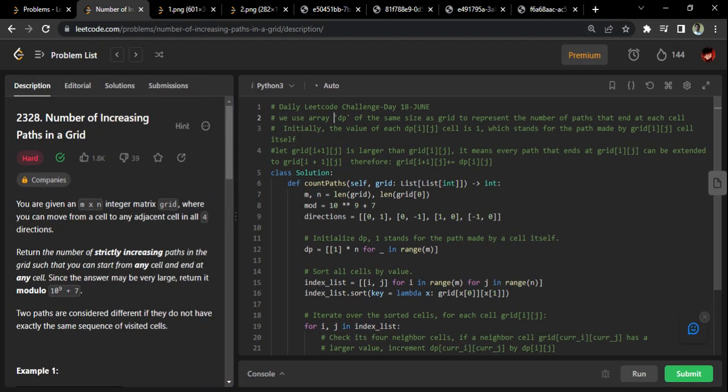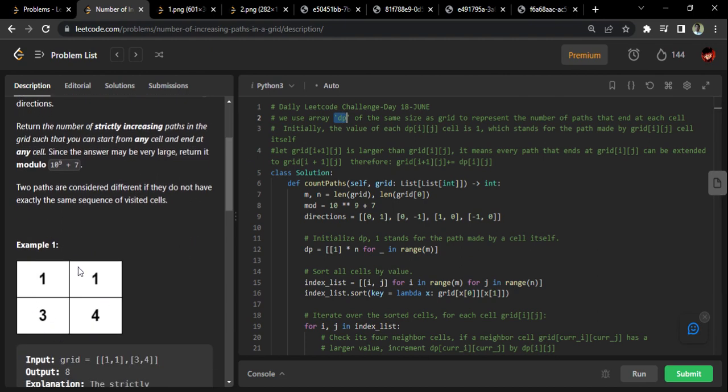Basically we are talking about a dp array which we are going to use. Dp will look exactly the same as the grid. So the dimension of the grid will be exactly the same as the one I will be using for the dp. So dp is also going to be a two-dimensional matrix of the same size as the grid, to represent the number of paths that end at each of the cells. For example, dp of 1 comma 0 will tell me the number of paths that end at the 1 comma 0 index of the grid. I hope this makes clear sense to you.